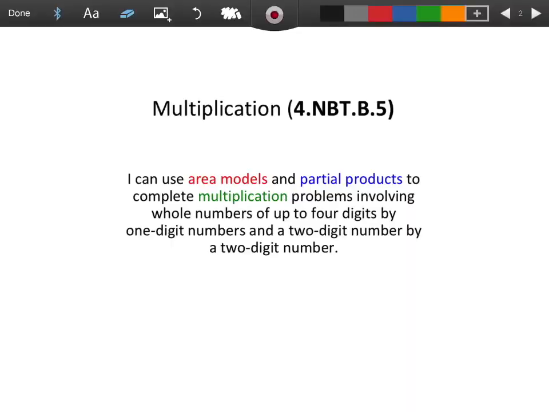Today we will be reviewing multiplication and division. Let's take a look at multiplication first, which is in our numbers in base 10 standard. I can use area models and partial products to complete multiplication problems involving whole numbers of up to 4 digits by 1-digit numbers and a 2-digit number by a 2-digit number. Now we have a few words in here that are highlighted we're going to go over. So let's look at these words.